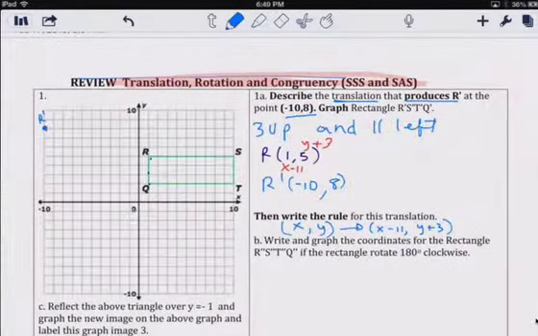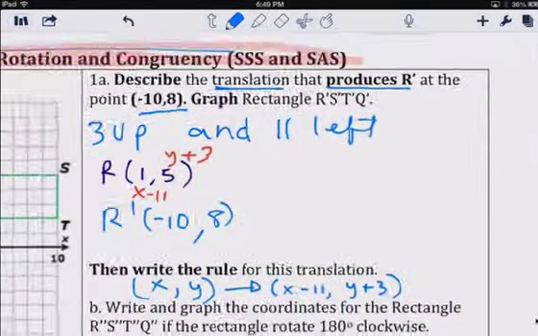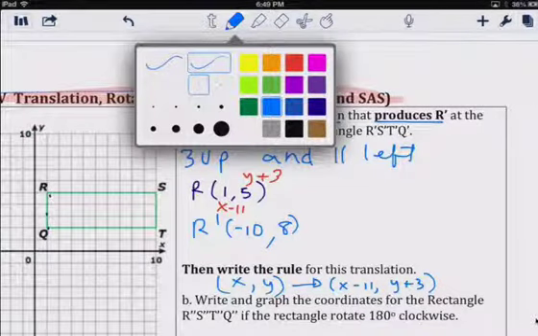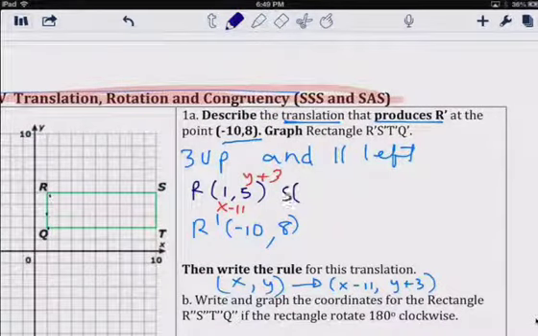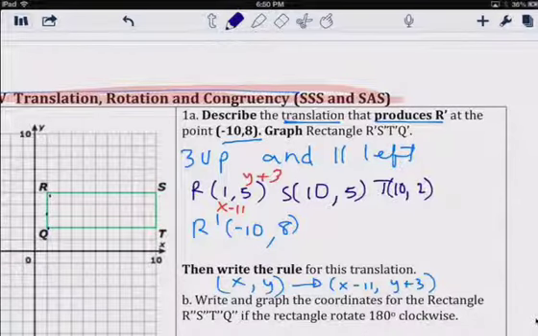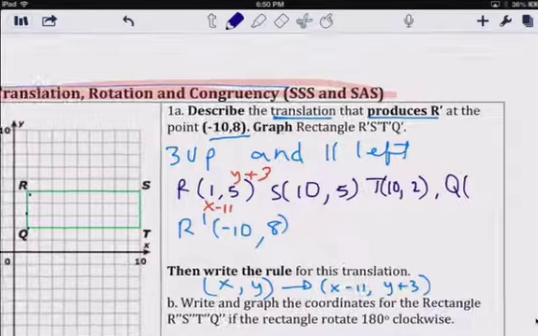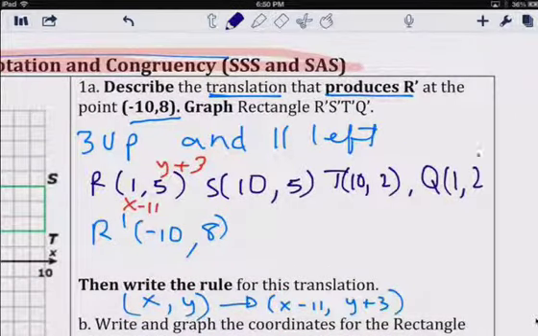The other S. Okay, let me write all the originals before I write the primes. S is 10, 5. T is at 10, 2. Q is at 1, 2. Okay?